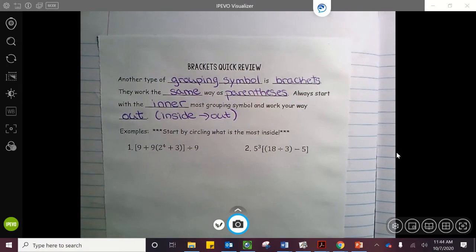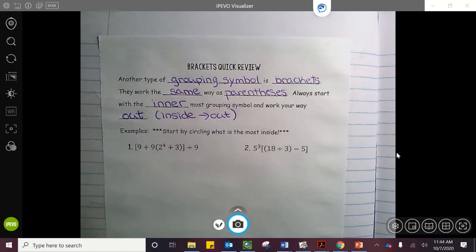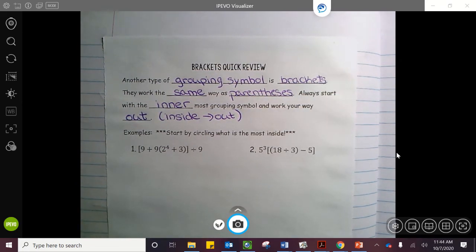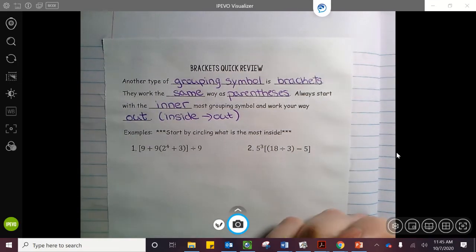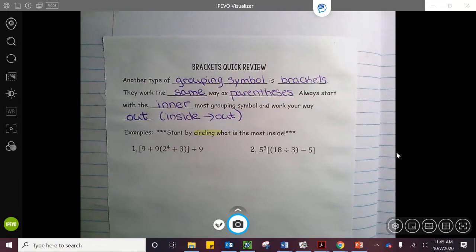So for these examples, it says you want to start by circling what is the most inside. So you can either circle like this says, and we're talking about the parentheses that are the most inside, or you can highlight. Sometimes I prefer to highlight so that the lines of my circling don't get mixed up with the other numbers and values in the problem. So I'm going to highlight instead of circling. That same idea, you're focusing on your starting point.